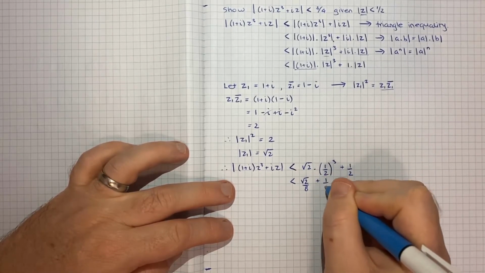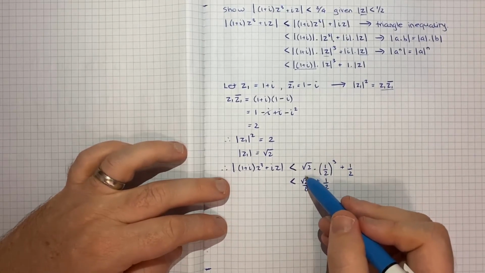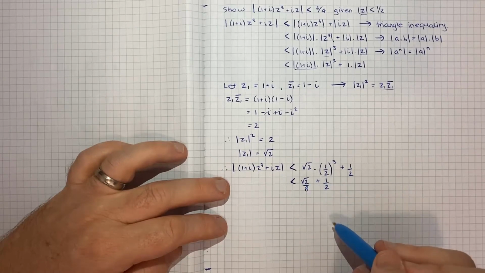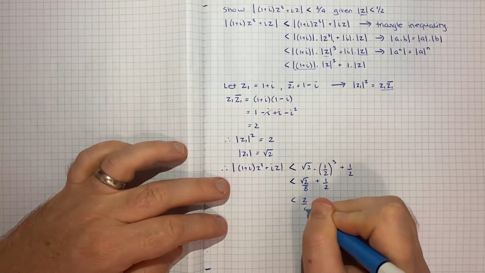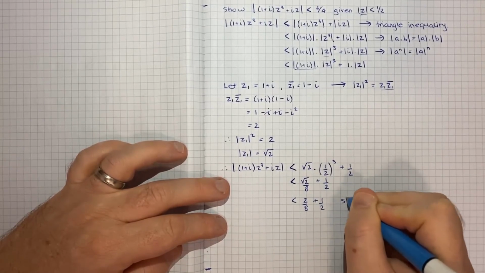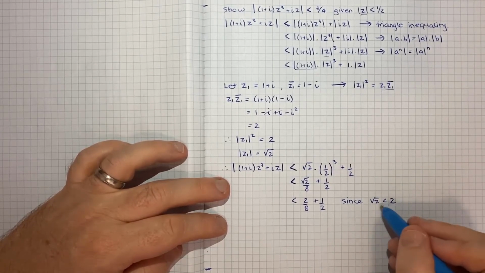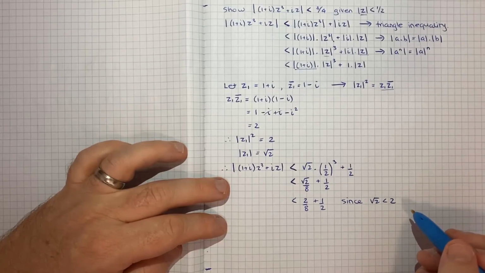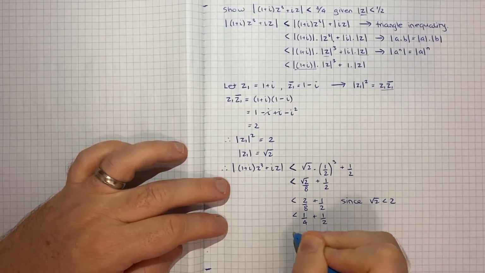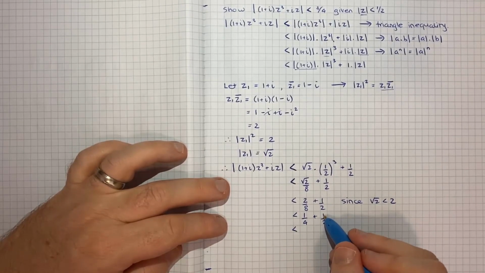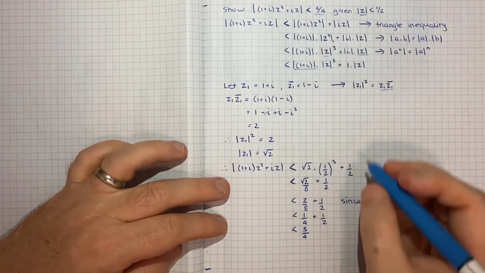plus a half. Now here, because we're dealing with an inequality, as long as we put something bigger here, the inequality will still hold. So if it's less than root 2 on 8, then it's also going to be less than 2 on 8 plus a half, since root 2 is less than 2. If you take the square root of anything, you'll always get a smaller number, which is less than 1 on 4 plus 1 on 2, which is less than, this would be 2 on 4, 2 plus 1 is 3, so 3 on 4 as required.